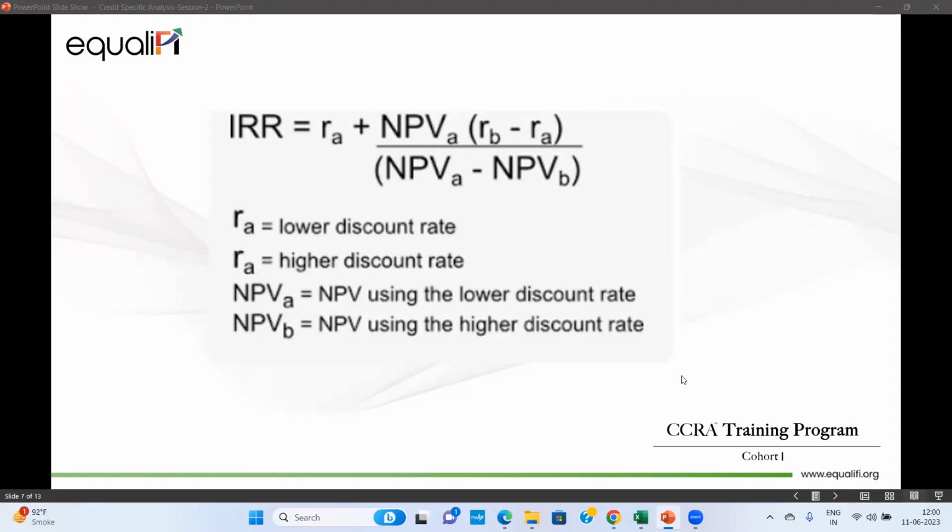So there are two discount rates. One is the lower discount rate, another is the higher discount rate. This is the formula for the entire cash inflow for a project. We'll have to find out an NPV with the lower discount rate and an NPV with the higher discount rate. There is a small mistake here. RB is the higher discount rate and RA is the lower discount rate. Here at this portion, RA is appearing twice, so consider the second one as RB.